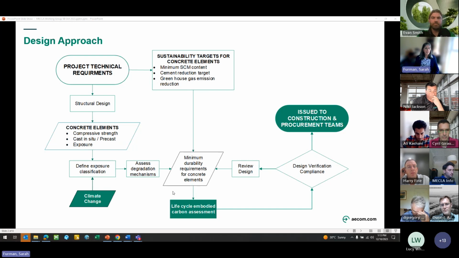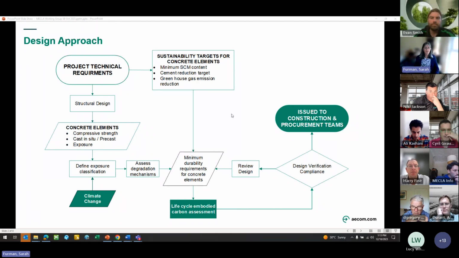Our next target is to fully develop the life cycle embodied carbon assessment. This is something we're just on our journey to developing. The process then is it goes through a design verification compliance to make sure it meets the project targets. If it doesn't, well, it gets looped back around. We then issue it to construction and procurement teams for the next phase of a project. However, it doesn't end there.